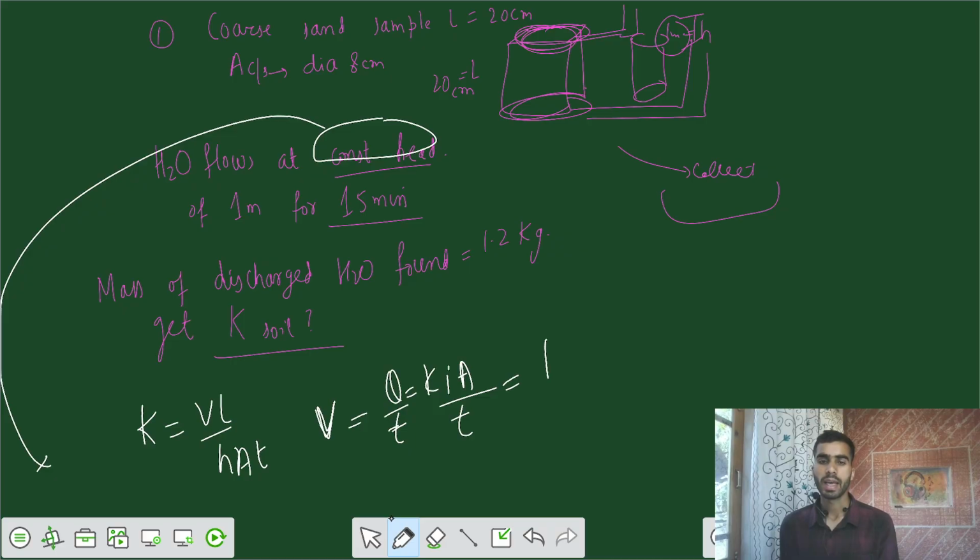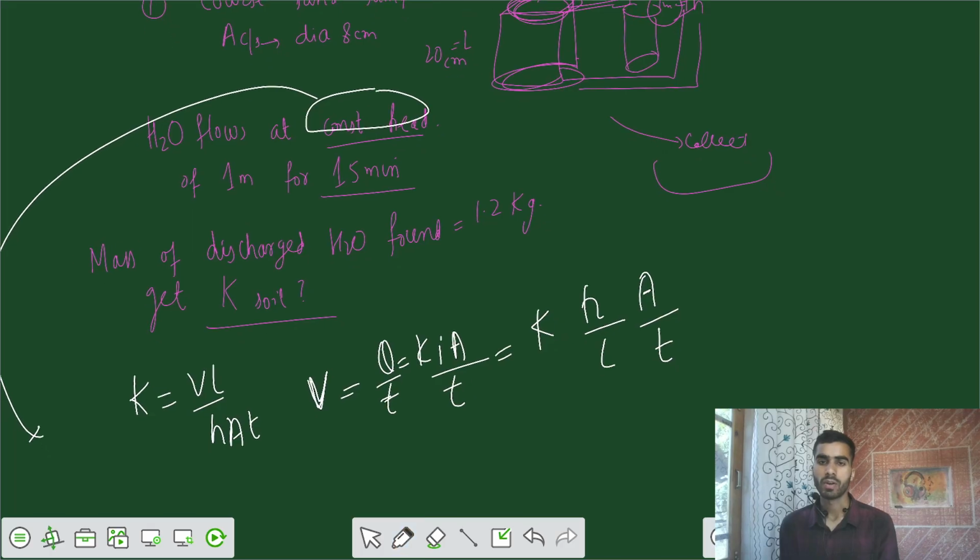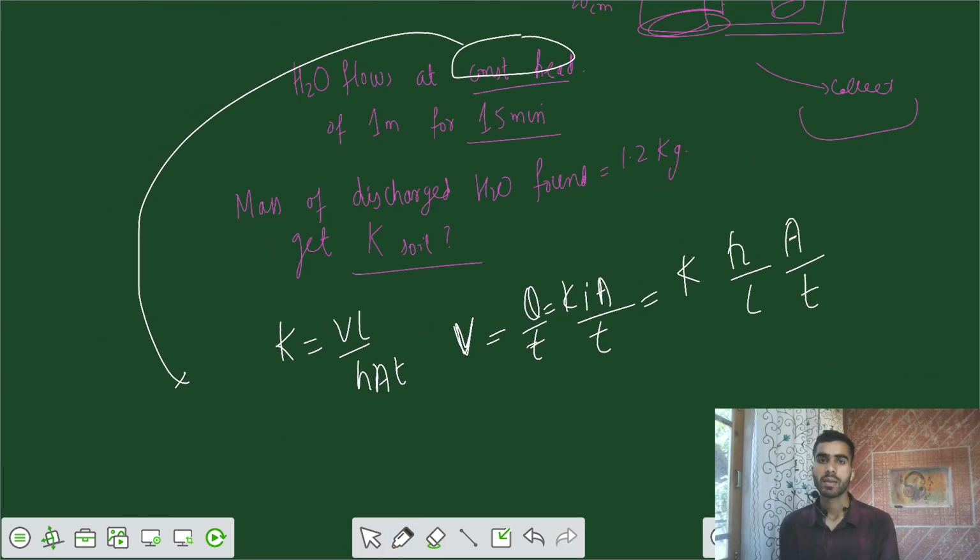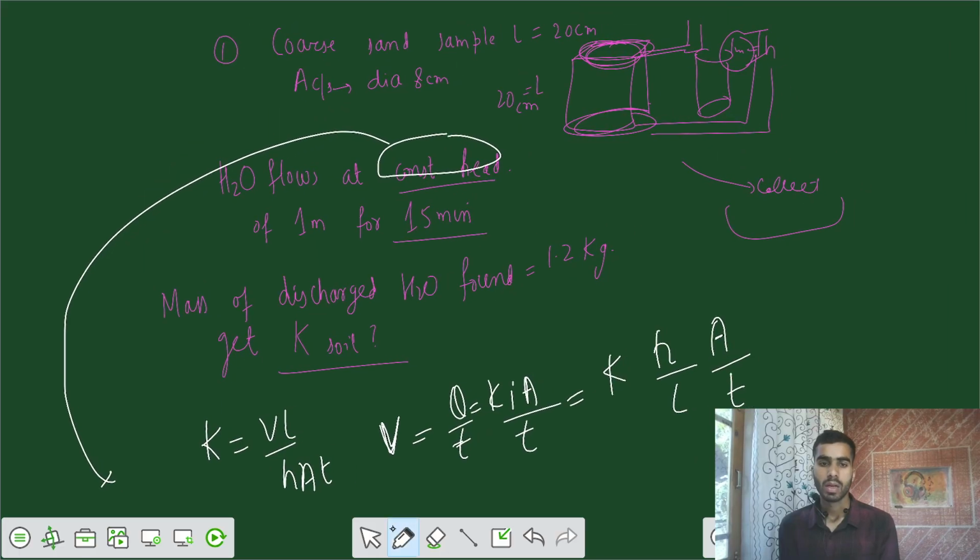So we write K into i. i is your hydraulic gradient, H per unit length L, and the area of the cross section of the soil sample is A, in time t. So we can get the equation for your K, VL by hAt. So let's try to substitute the values.